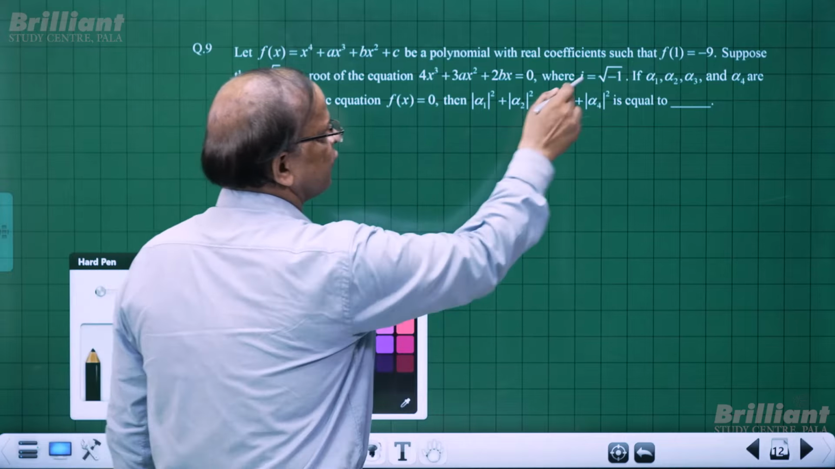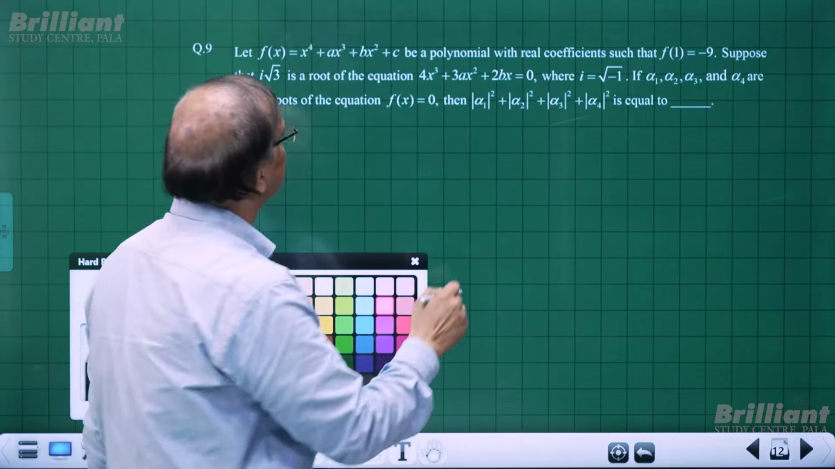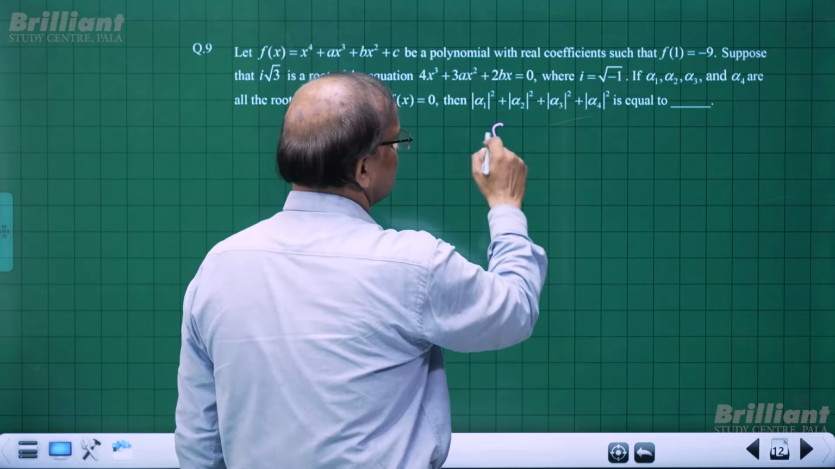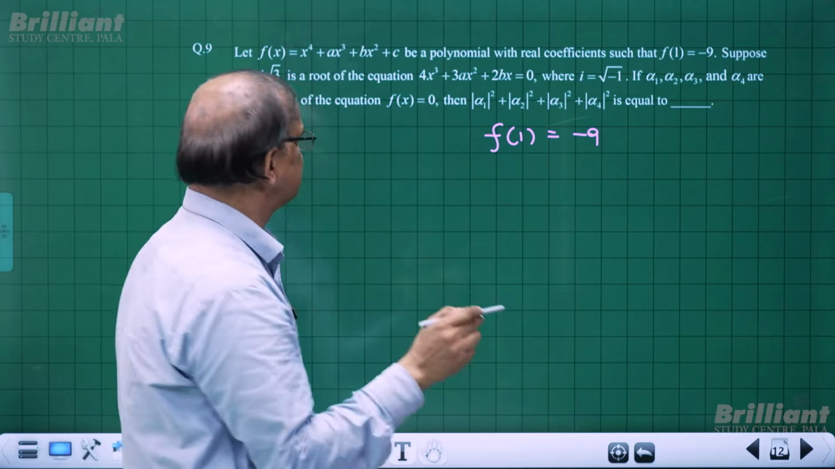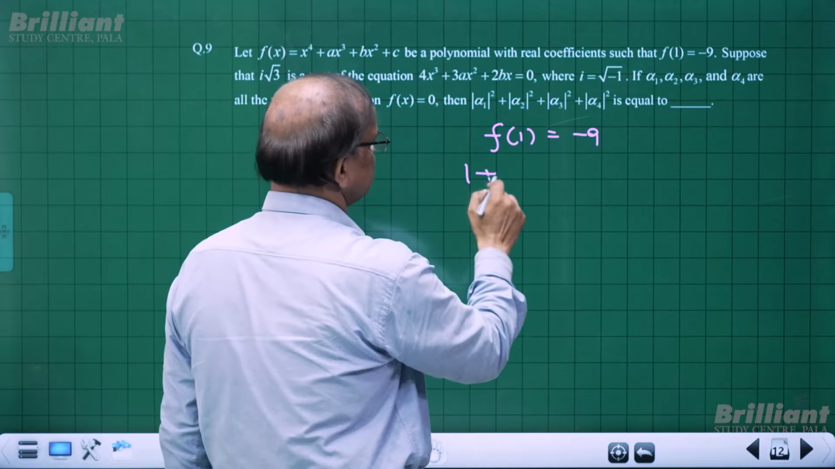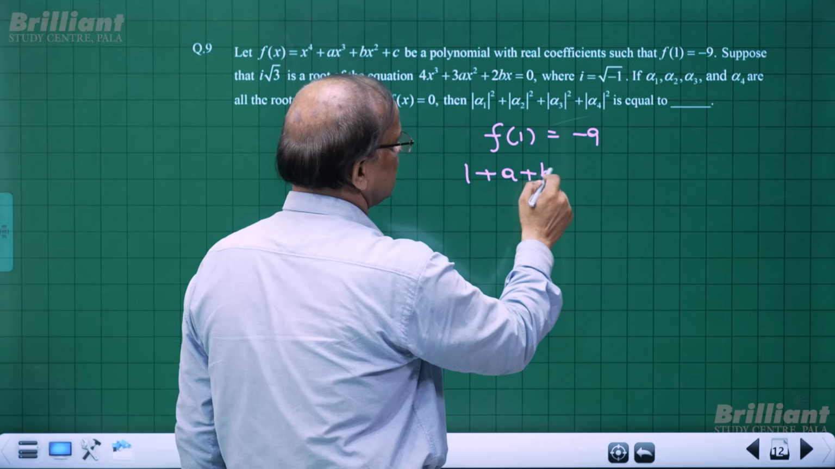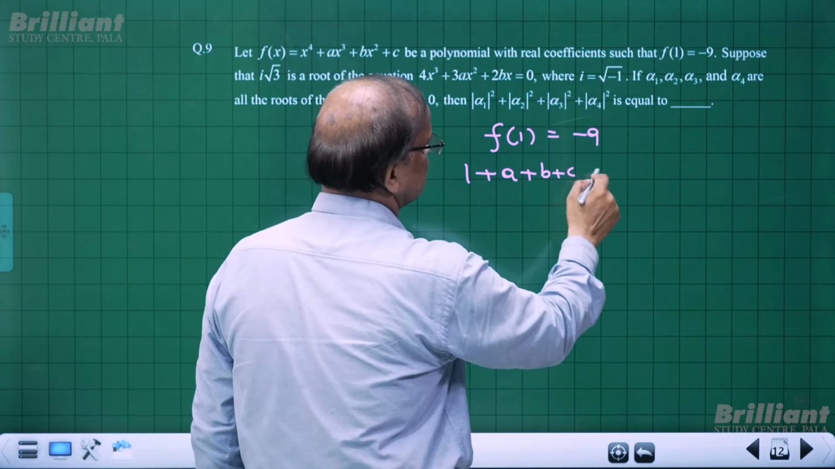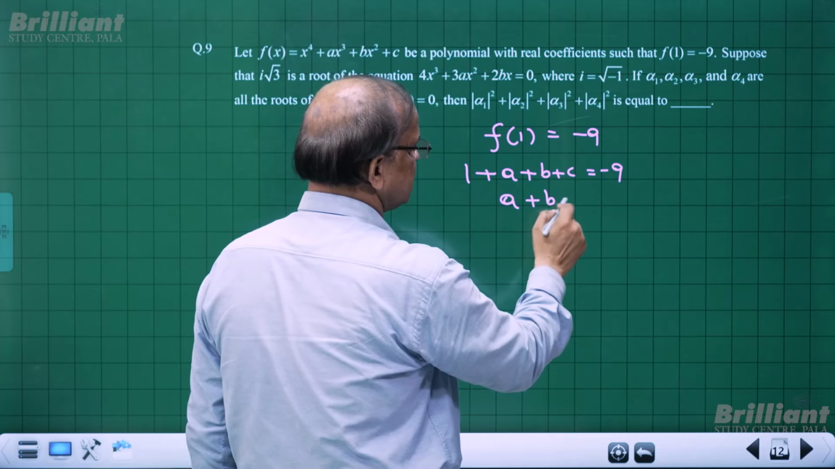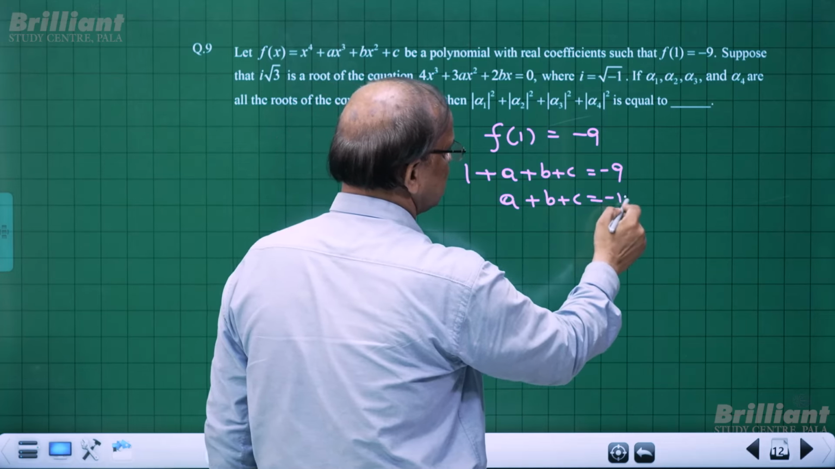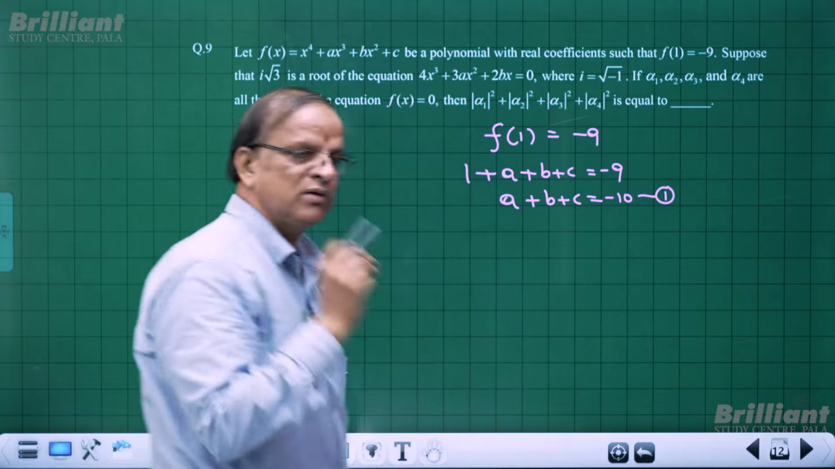So, here f of 1 is minus 9, correct. First we will write f of 1 equals minus 9, and see what equation we get. So, 1 plus a plus b plus c is equal to minus 9. So, a plus b plus c is minus 10, equation 1, right.